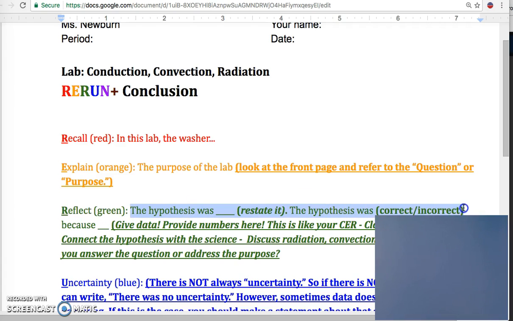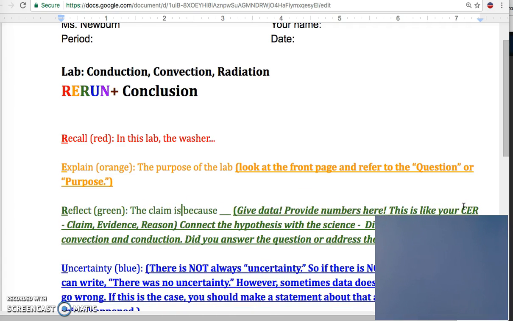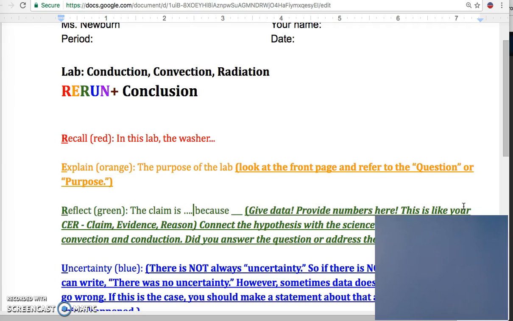Maybe I'm going to change this. I'm going to say, the claim is, da, da, da. So you're going to give me the claim, and this could be your revised claim. So maybe you thought originally it was the microwave, and it ended up being the stovetop popper. So you're going to say, the claim is whatever heated first.